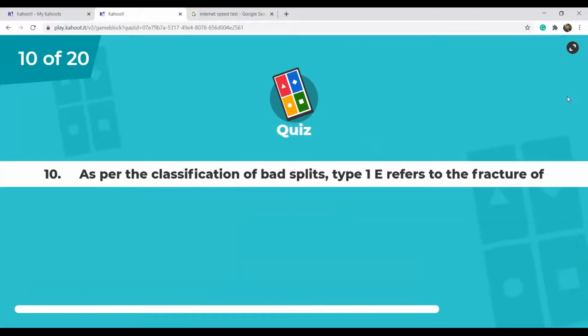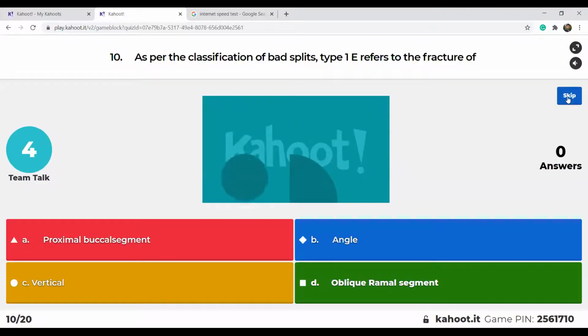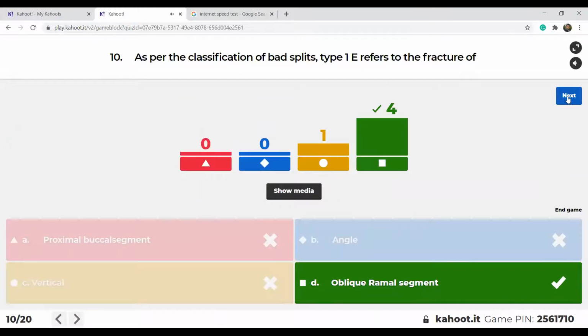According to the classification of bad splits, type 1E, I'm talking about BSSO here, type 1E refers to the fracture of proximal buccal segment, angle, vertical, or oblique ramal segment. Right. The answer is oblique ramal segment. See, this is a very important thing that you all should know as PG students. There is a nice classification, beautiful explanation given by Steenen, in a systematic review published in IJOMS in 2016. It is a must read for you all.